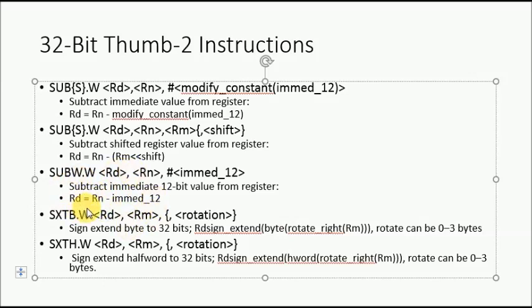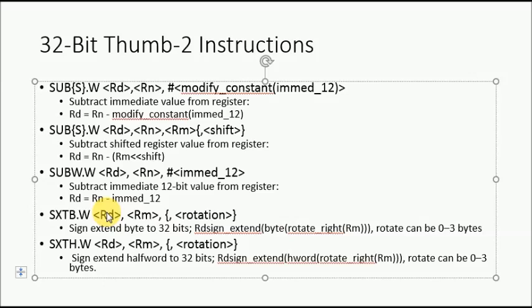SXTB.W Rd, Rm, and the rotate is given here. So sign extended byte to 32 bit. S indicates the sign, X indicates the extended byte to 32 bit, and the signed destination is provided by rotating the content of register Rm. So the offset is provided here for the rotation, and it is rotated to the right, and the result will then be stored back into Rd.